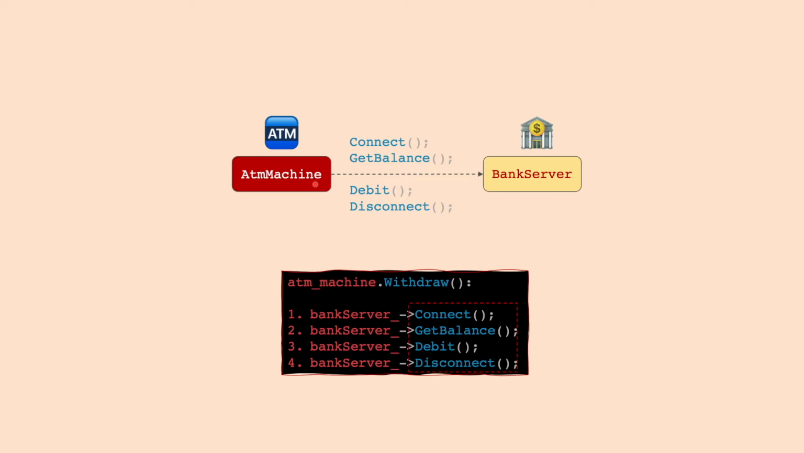So at the high level, let's assume my ATM machine calls these functions of the bank server. And let's assume these are APIs that this bank server is providing. In order to withdraw some money from the ATM machine, the ATM machine first calls connect, then calls get balance, then calls debit, and finally calls disconnect. And it will return success. This withdraw function returns success if I have enough balance in my account.